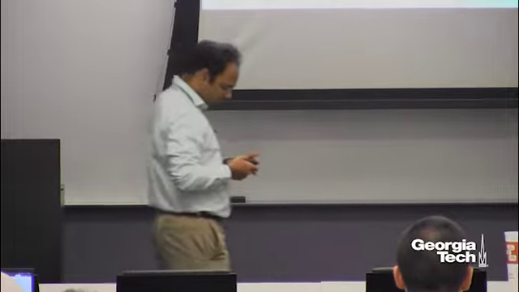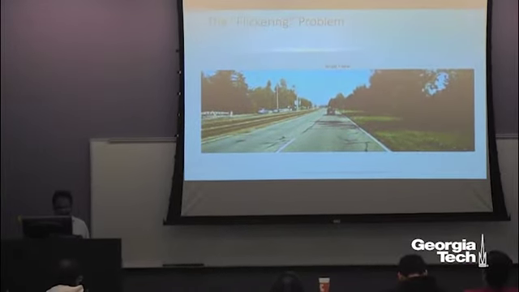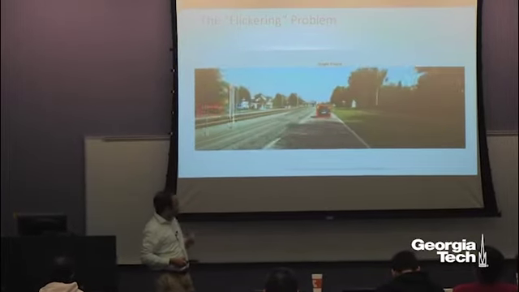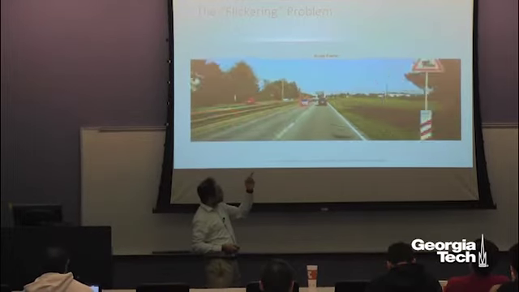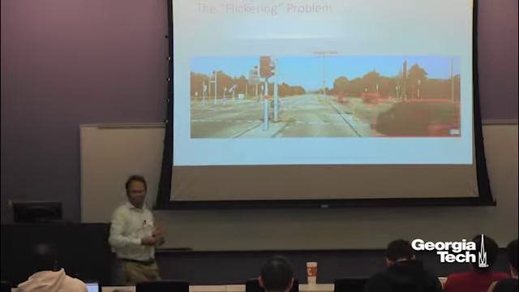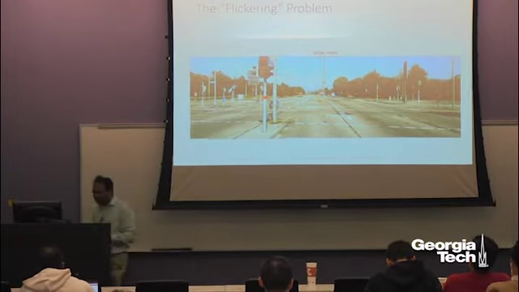So what do I mean by flickering? Suppose you take a state-of-the-art object detector and apply it to video, you get results that look like this. Sometimes the object is there, sometimes it's not. If it detects it, sometimes it goes out of view, comes into view. That of course is not good.